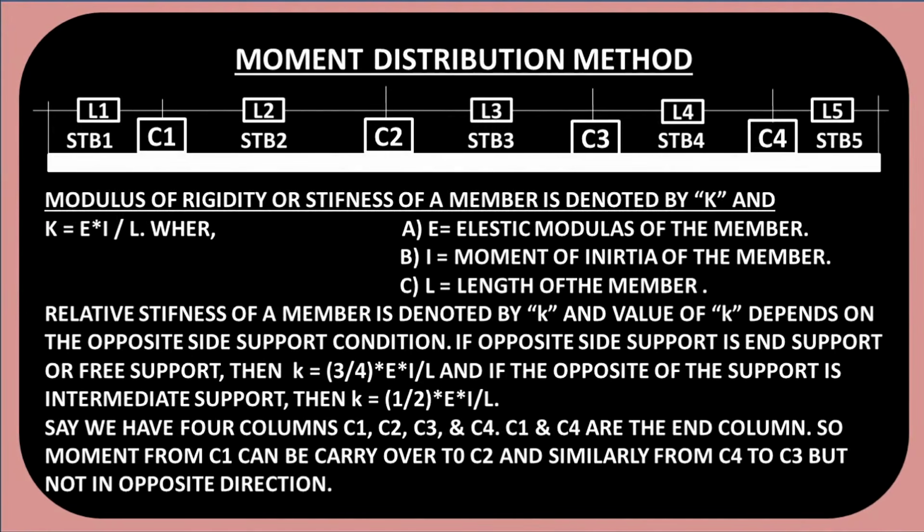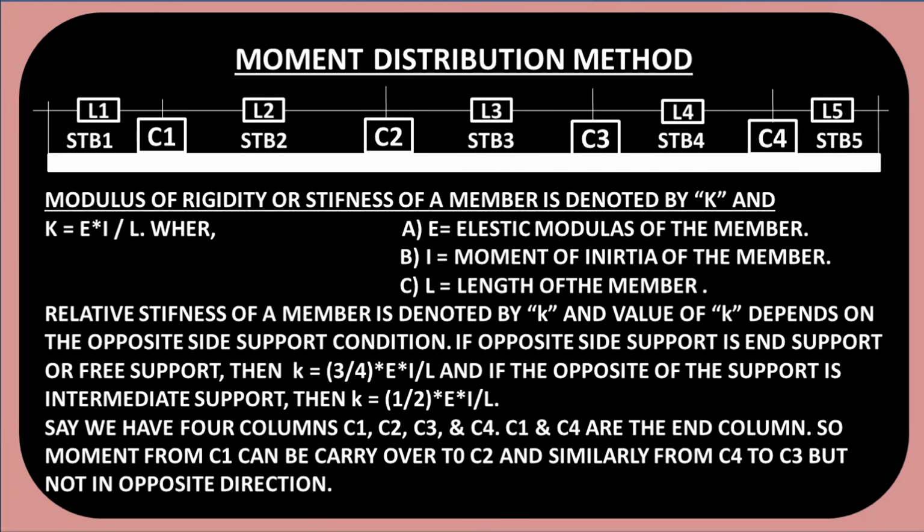Moment distribution method. STB1, STB2, STB3, STB4 and STB5 is our strip beam. C1, C2, C3, C4 is our column. L1, L2, L3, L4, L5 are the length of the strip beam.